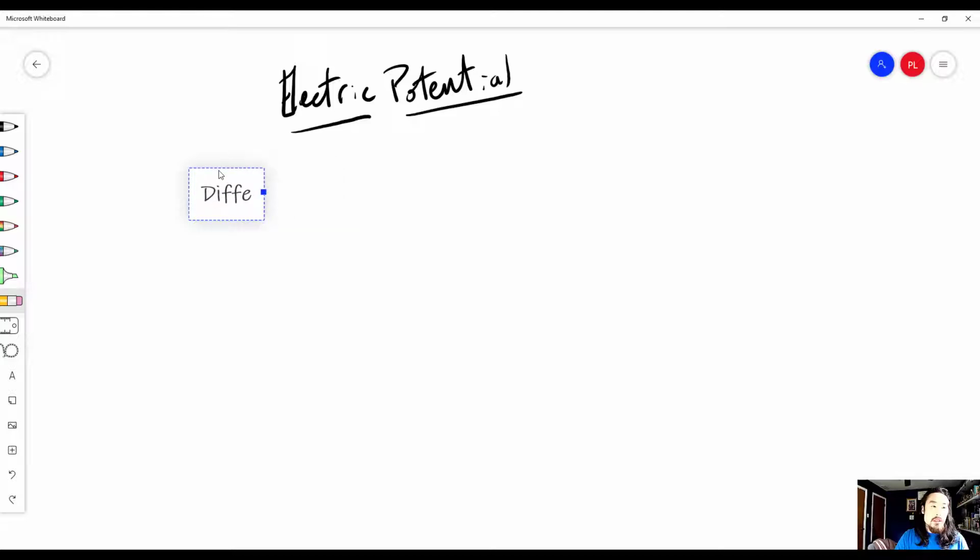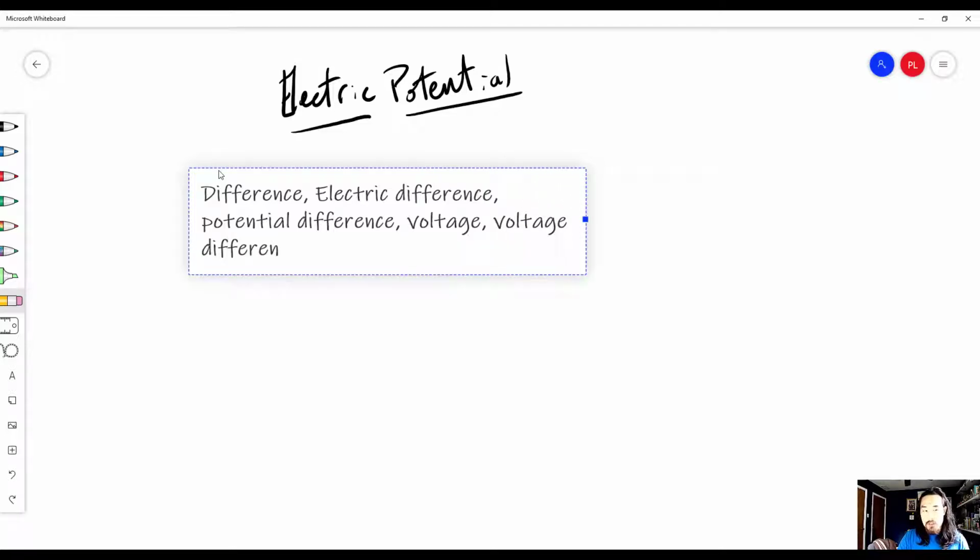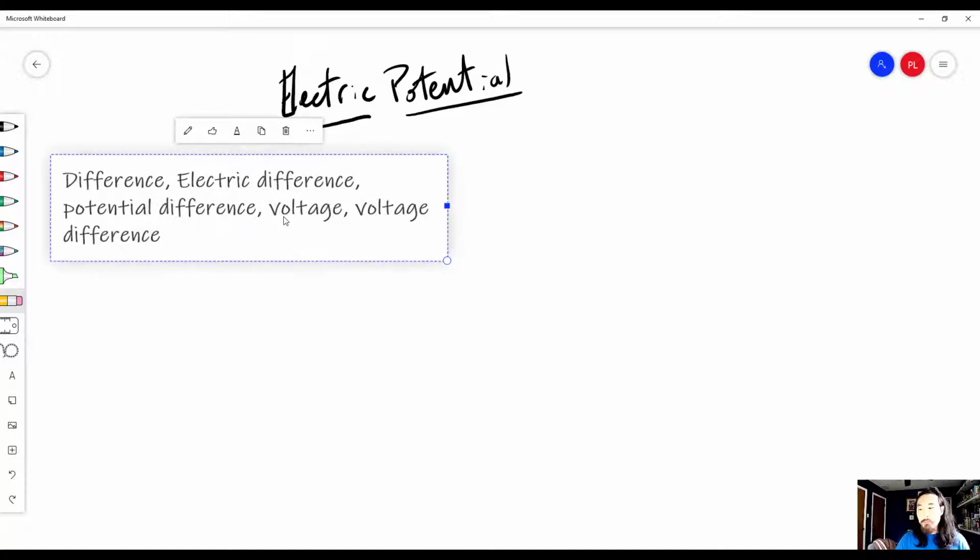First off, it is difference. You might see it written as electric difference. You might see it as potential difference. You might see it as voltage. You might even see it as voltage difference. Now, these are the different ways that you can see electric potential written.